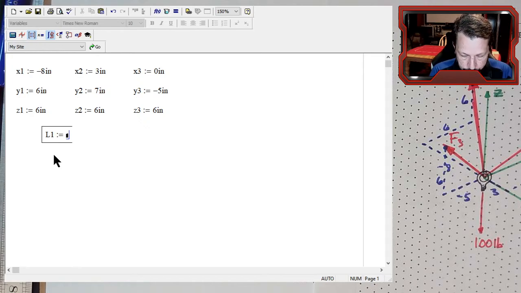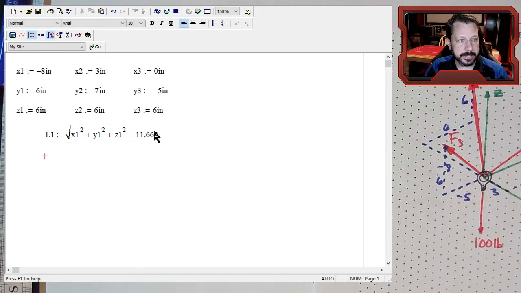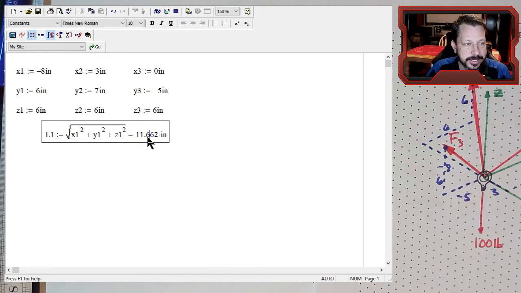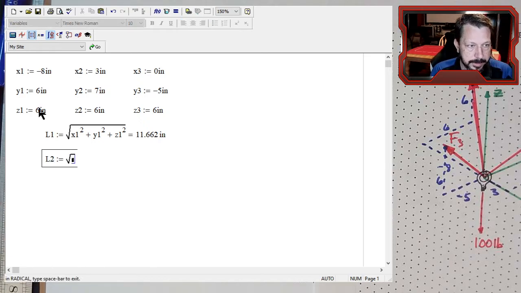So length of cable 1 is the square root of x1 squared plus y1 squared plus z1 squared. And I wanted it in inches. There's my little number again, 11.7 inches. I look at all the numbers associated with cable 1, and they're 8 and 6. So 11.7 seems reasonable to me. It's larger than all of those, and it's not totally out of scale with those numbers. L2 is going to be the same thing, except I'm going to have all 2's, x2, y2, and so forth.